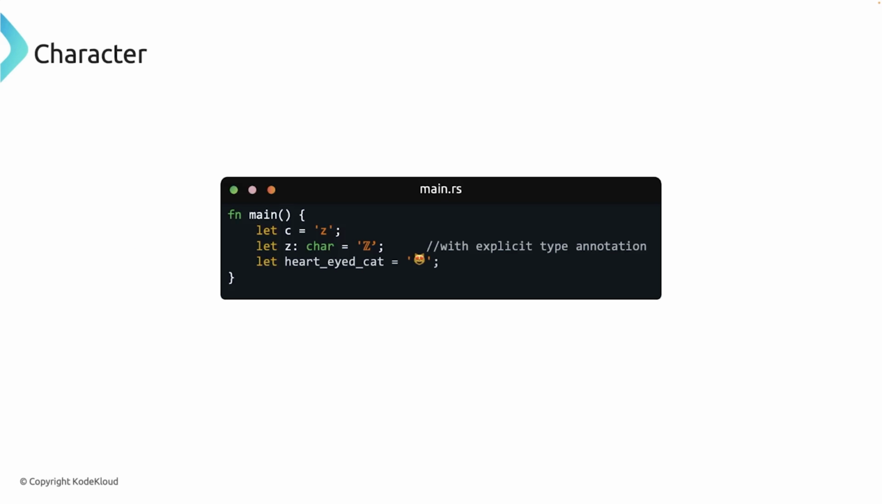Lastly, we have the character type, char. Rust's char type is 4 bytes in size and represents a Unicode scalar value, meaning it can represent more than just ASCII characters. Here are some examples. As you can see, it can even represent an emoticon.